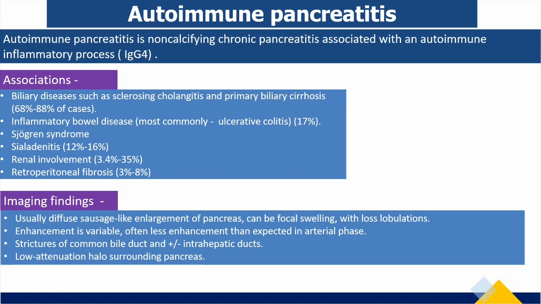Imaging findings are usually diffuse sausage-like enlargement of the pancreas, which can be focal. There will be loss of lobulations. Enhancement is variable, often less enhancement than expected in the arterial phase. Strictures of the common bile duct are common. A low attenuation halo surrounding the pancreas can be seen.